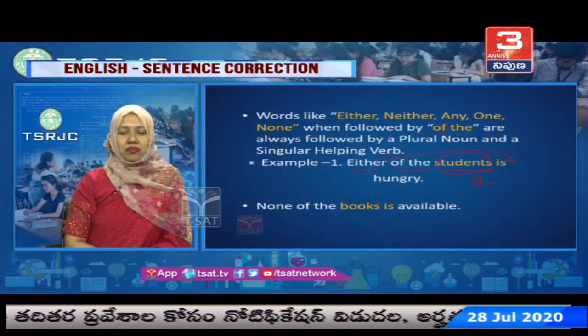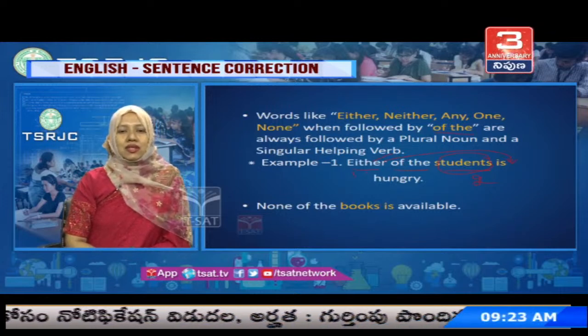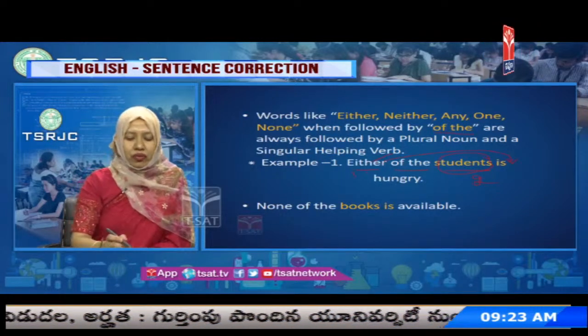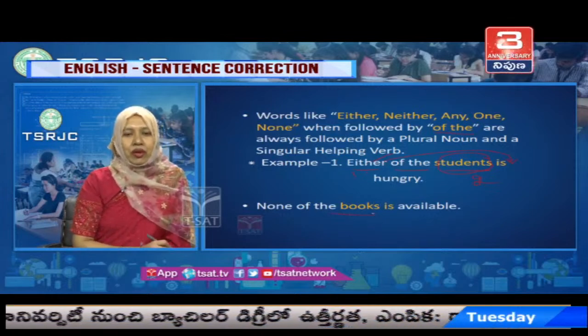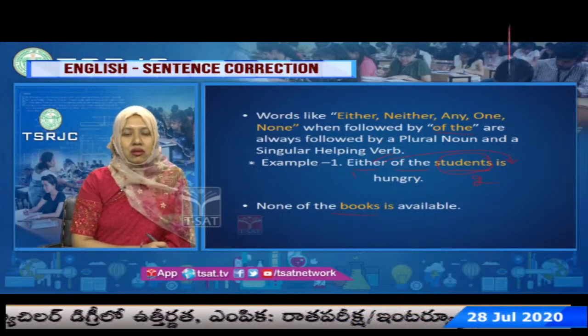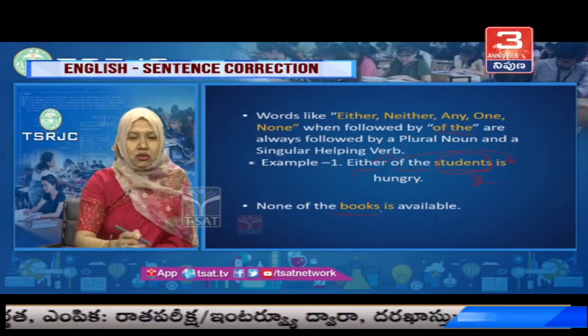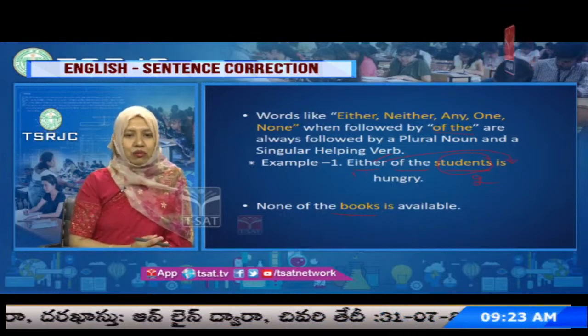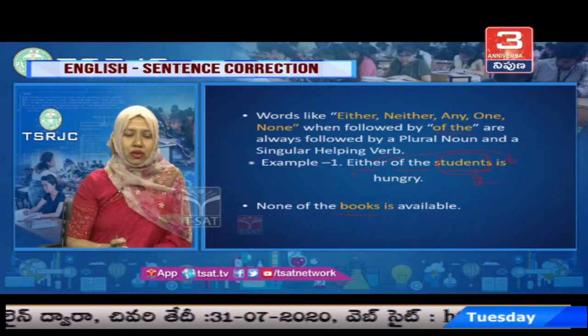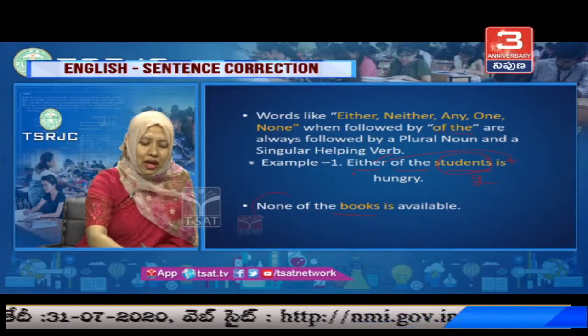I hope this is clear. None of the books is available. Now, you have gone to the shop or library, you wanted to purchase books, the books which you want to buy, those are not available. Any of the book is not available. So, how will you say none of the books?